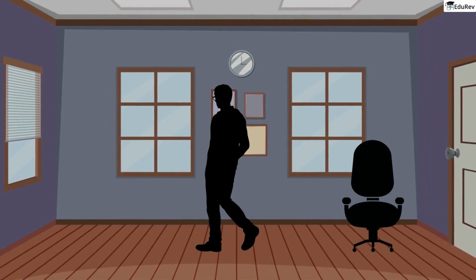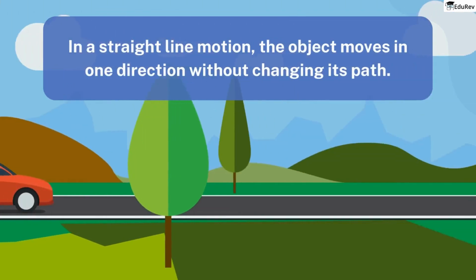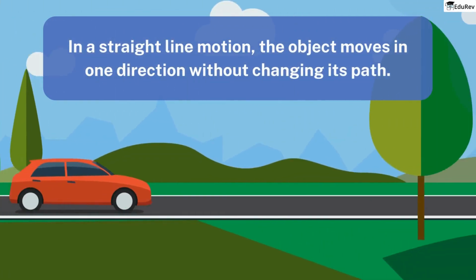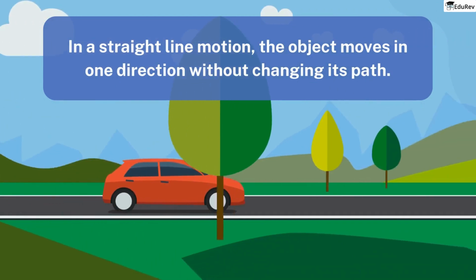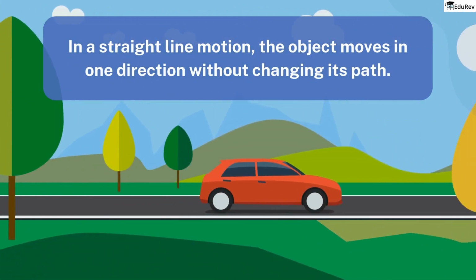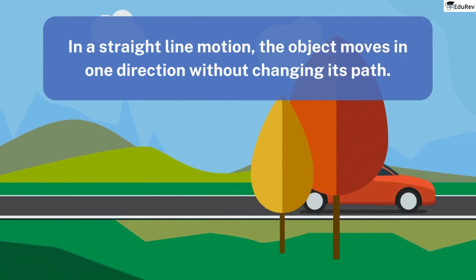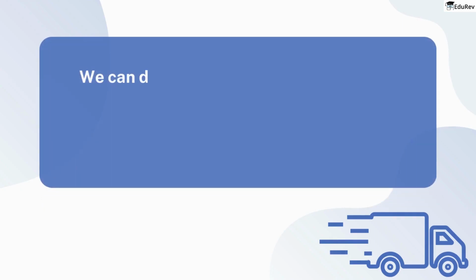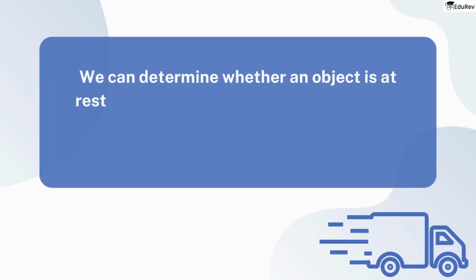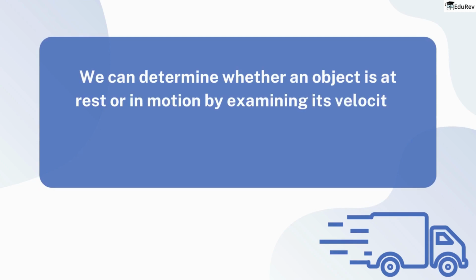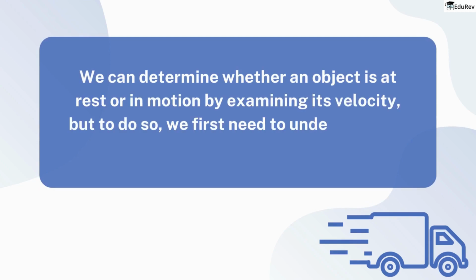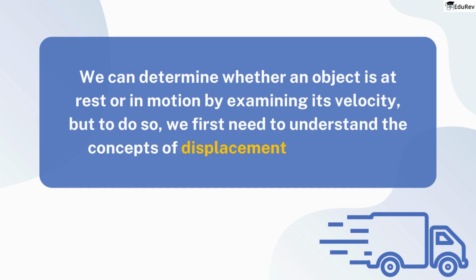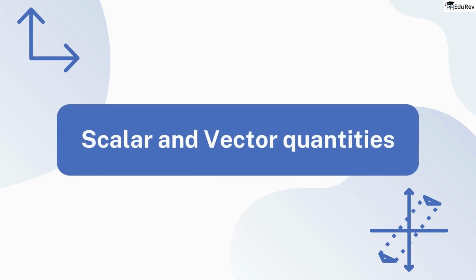changes over time. In a straight line motion, the object moves in one direction without changing its path. For example, a car traveling on a straight highway. We can determine whether an object is at rest or in motion by examining its velocity, but to do so, we first need to understand the concepts of displacement and velocity. Before learning about these concepts, let's first understand the basic concepts of scalar and vector quantities in simpler terms.